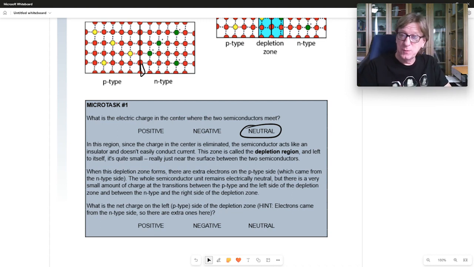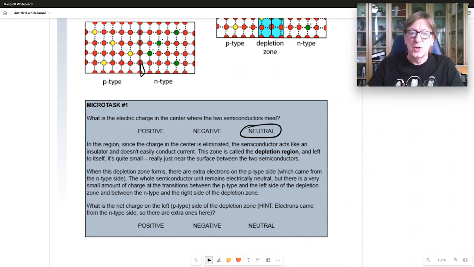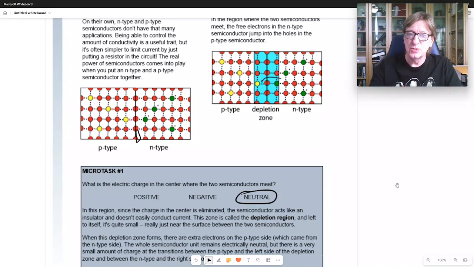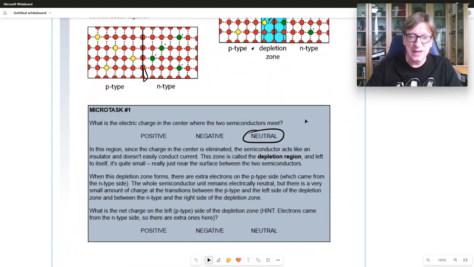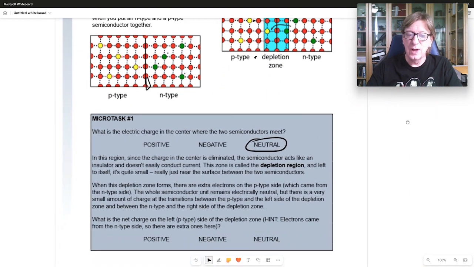So when it forms, and this is what we're talking about here in microtask 1, there are extra electrons that made it all the way to the p-type. I'm not talking about the depletion zone, but I'll have some electrons in this region that have filled in maybe a few of these holes here. And so I'll have a net effect of having some extra electrons with that. And then obviously on the n-type side, I'm going to have just a few less electrons. So take a look here.